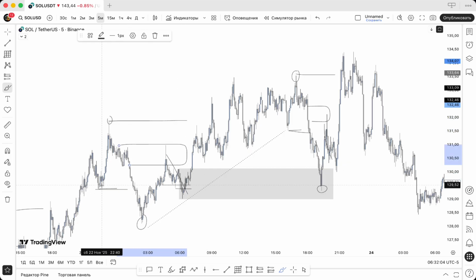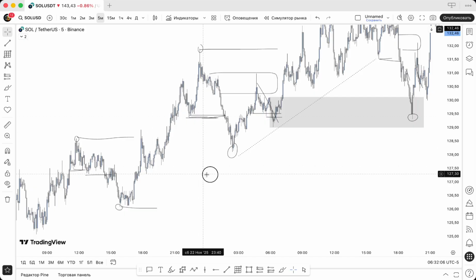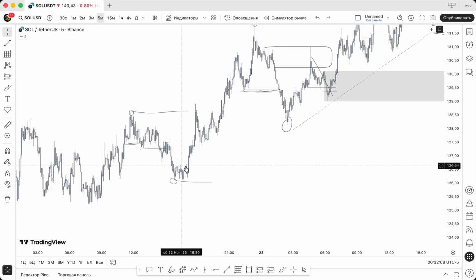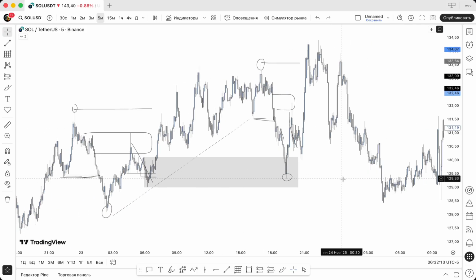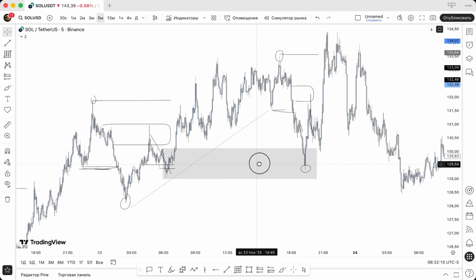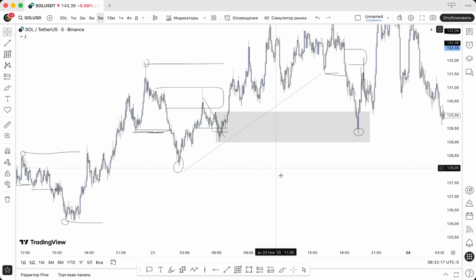But all this is invalidated by the price. And it just continues to move further up, removing a huge number of stop losses of people who come here for sale.